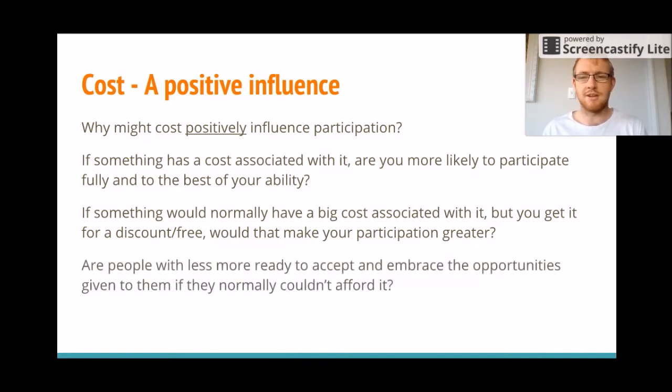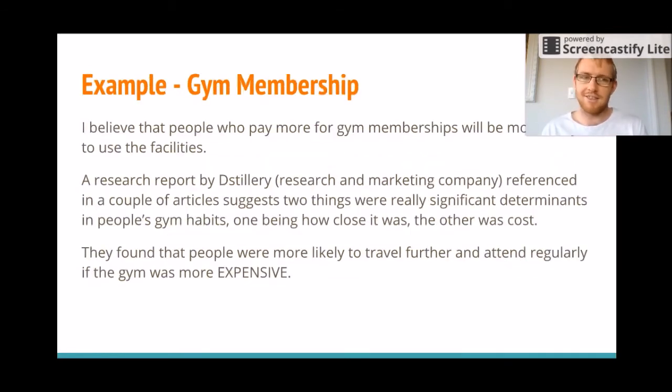The last little question here: are people more or less ready to accept and embrace opportunities that are given to them if they couldn't normally afford it? So someone who normally couldn't afford something, boom, suddenly they're given this opportunity. Do you think they're going to grab that? Do you think they're going to go for that opportunity? I think the answer to those questions is yes. I think that yes, if someone puts money into something, someone has to pay, then they are more likely to carry on with that.